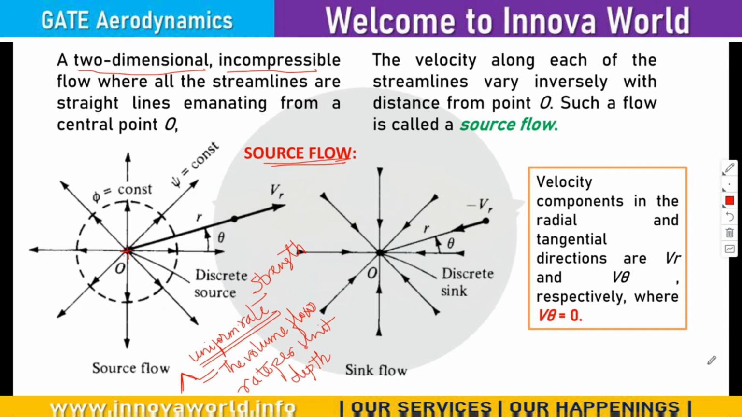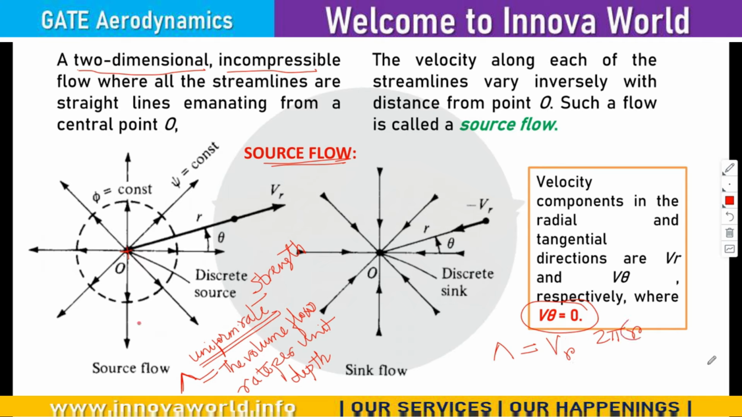Now here we have a formula: the strength of the source can be written as Vr times 2 pi r. I have stated that the velocity component has been classified in two forms, the radial and tangential directions, and here the tangential component is 0. So the strength of the source is equal to the radial velocity times 2 pi r.